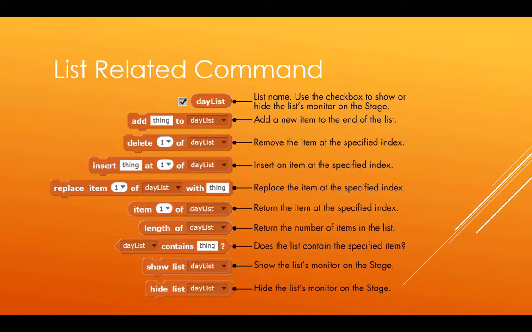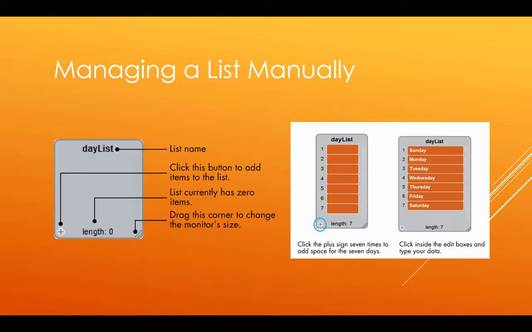Any questions? No. Okay. Alright, so let's start off by adding some items manually. So we've got our day list, so we can add 7 items. You can just click on your plus sign in the bottom left hand corner of your variable monitor, and every time you click it adds a new item, and then you can just type in the days of the week.